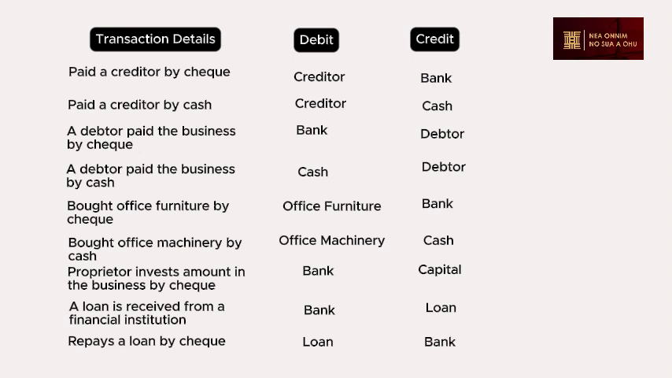Which of them is giving now? The payment is being made out by check, which is from the bank account. So the bank account is giving. And which account is receiving? The loan account is receiving. So who gets to be debited? The receiving account, which is the loan account. And obviously, the bank account, which is the giving account, gets to be credited.